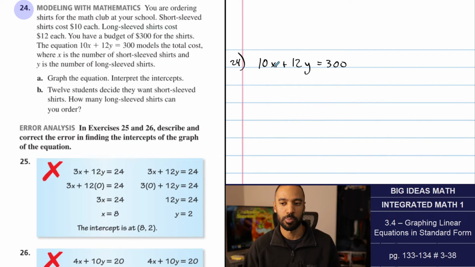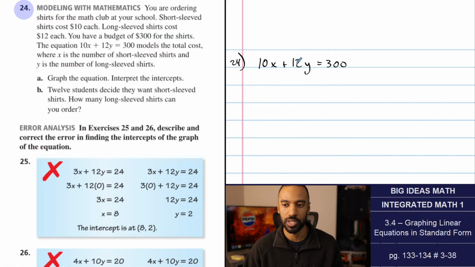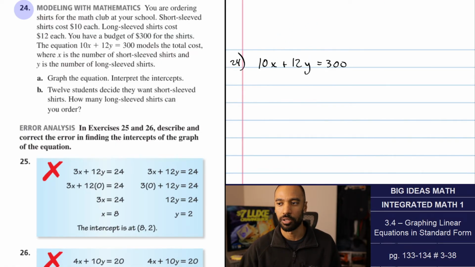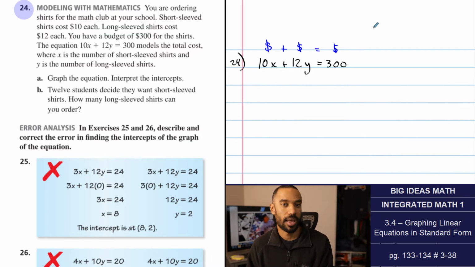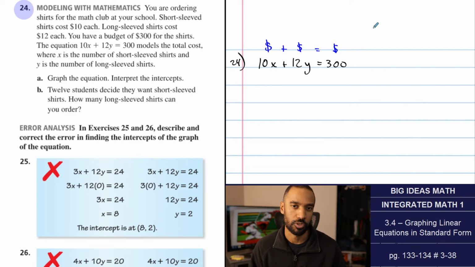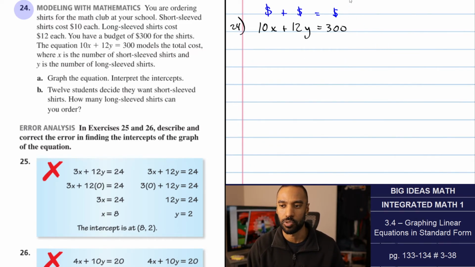Everything's the same here. $10 per shirt times number of short sleeve shirts, $12 per long sleeve times number of long sleeve. And then both these are dollar amounts. This is how much money you spend on all short sleeve, on all long sleeve, and in total. So money plus money equals money. And that's how the equation works out. So remember, they're writing the equation for you. Maybe at some point we have to write our own, and we have to know how to do that.